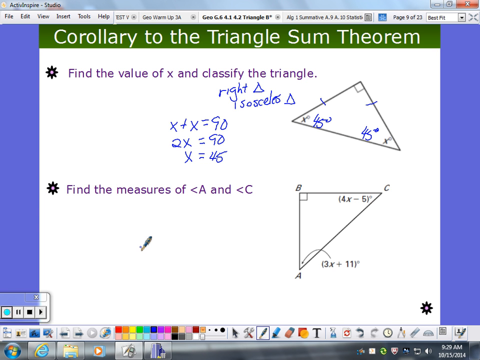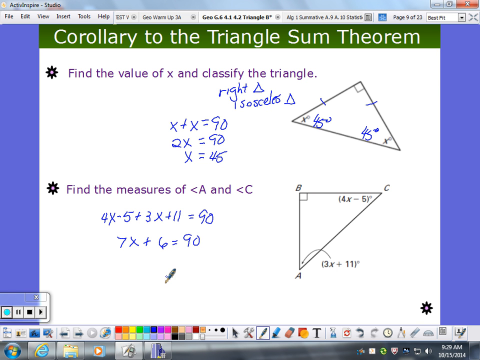This one, I believe, is on your paper. It's on example B on the bottom. Find the measure of angle A and angle C. Because this is a right triangle, that means that these two will be adding up to 90. So I'm going to add those two measures. And I know they're going to be 90 degrees. Let's see, that's 7x plus 6.